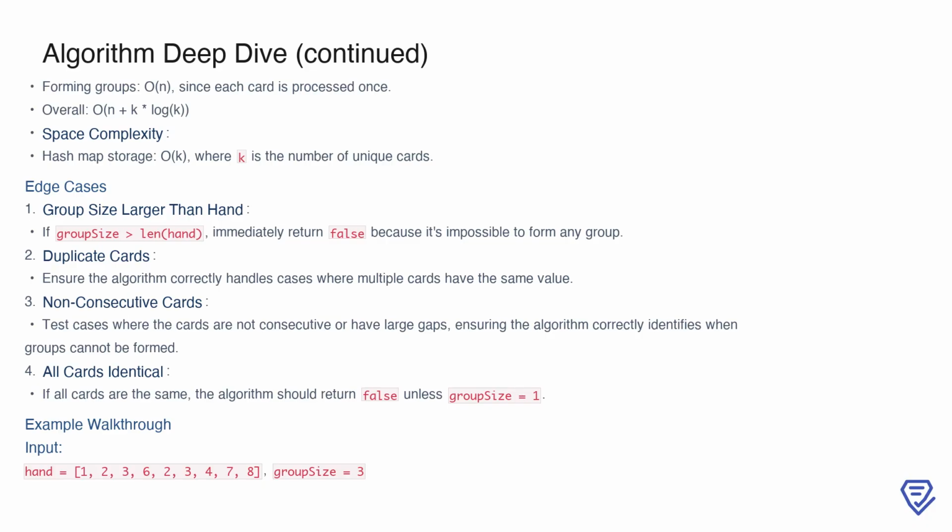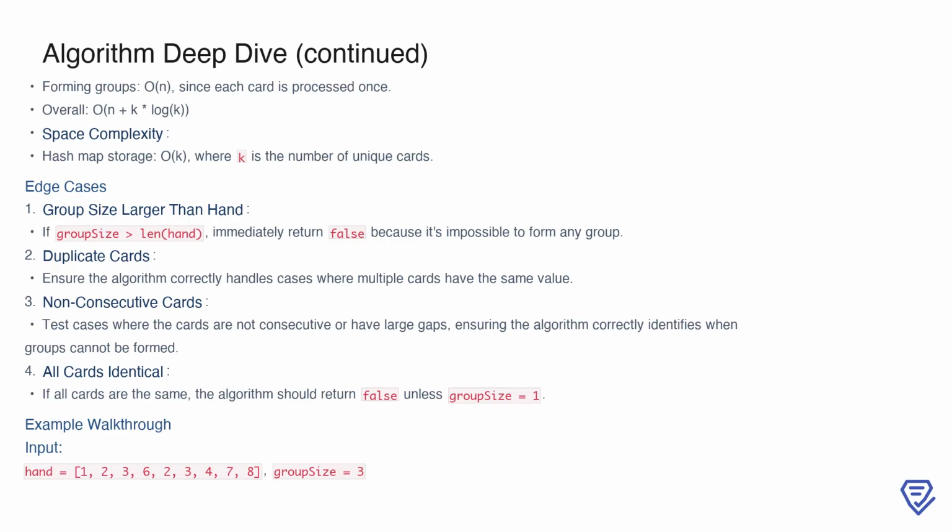Another important case involves non-consecutive cards or large gaps between card values. The algorithm should correctly identify when such scenarios make grouping impossible. Lastly, if all the cards in the hand are identical, the algorithm should return false unless the group size is exactly 1, because consecutive groups cannot be formed.